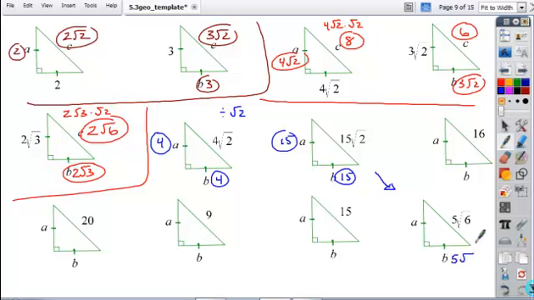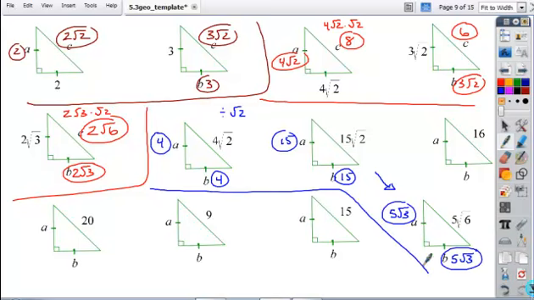5 root 3. Again, you just combine the quotient, the division, under the same radical. So 6 divided by 2 leaves a 3. So you get 5 root 3, and then the other leg will be the same. Okay. All right, so again, as far as the progression of difficulty, we can keep moving up.